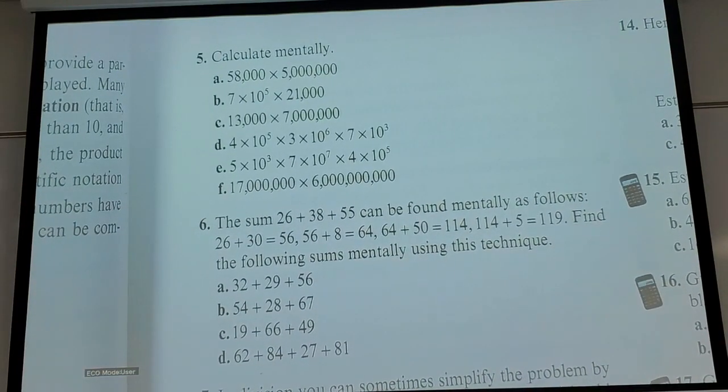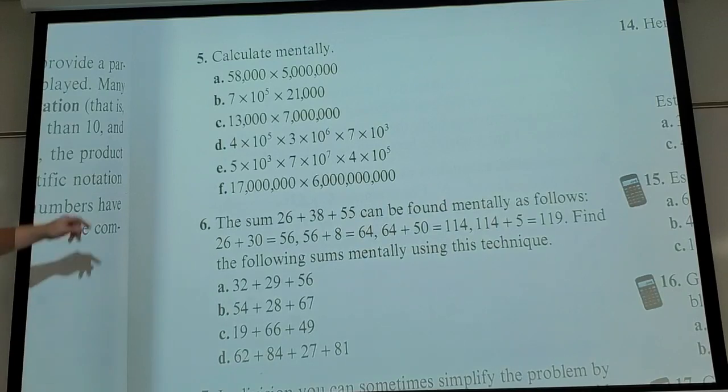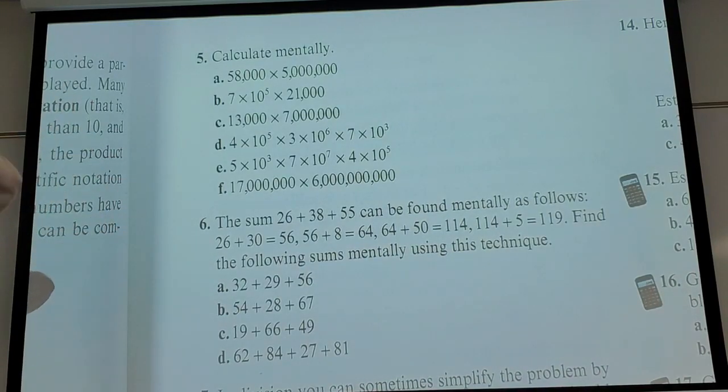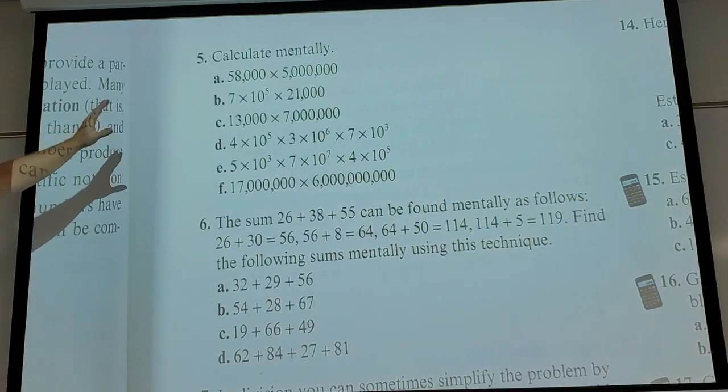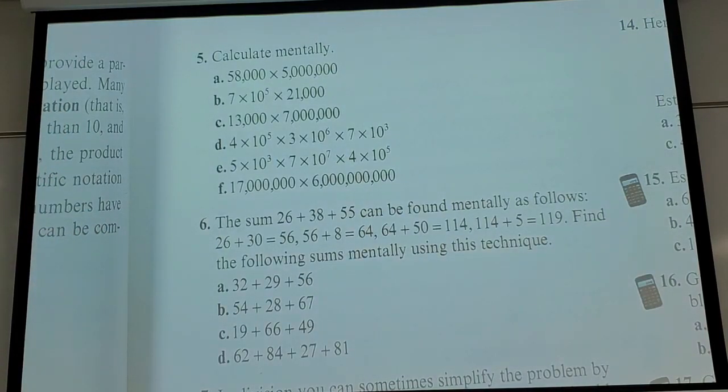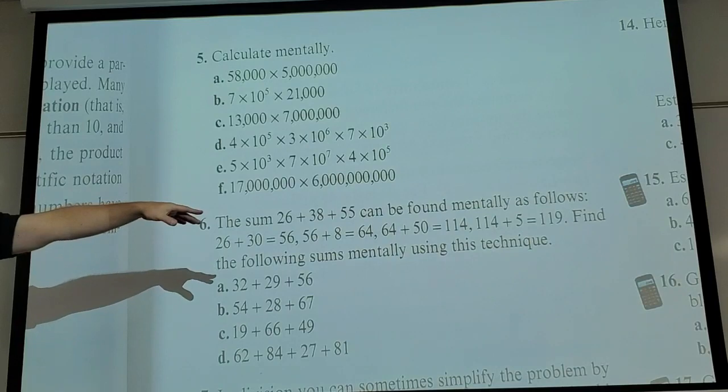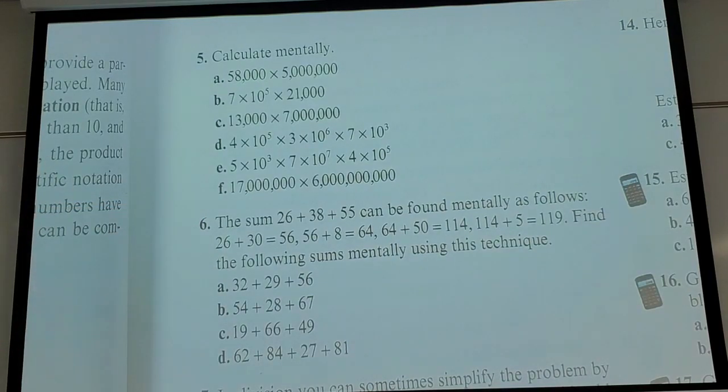So obviously the entire idea is zeros. There will be a part of the problem that might be harder or easier to do mentally. For example, part A, what's the immediate first thing you have to figure out? The zeros you forget about because you can always tack them on at the end. So what do you have to be able to do in your head? 58 times 5. You with me?